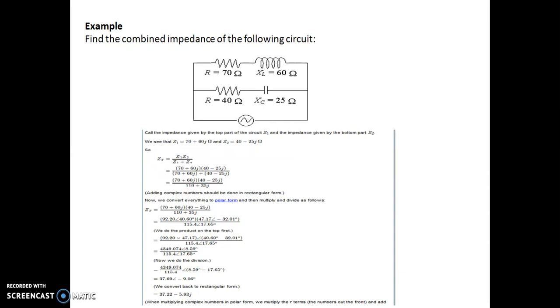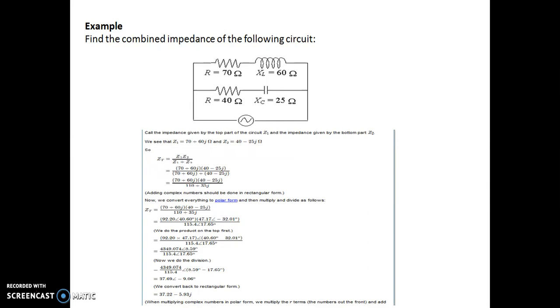Here we have given a numerical. In this numerical, there are two parallel paths. For one path, a 70 ohm resistor is connected in series with 60 ohm inductive reactance, and in the other path, we have connected a 40 ohm resistor in series with a capacitive reactance of 25 ohm, and these two are connected in parallel. So, how to solve such circuits? First, we need to find the equivalent impedance of the whole circuit. So we will proceed by 1 by Z equivalent is equal to 1 by Z1 plus 1 by Z2, or ZT is equal to Z1 Z2 by Z1 plus Z2.